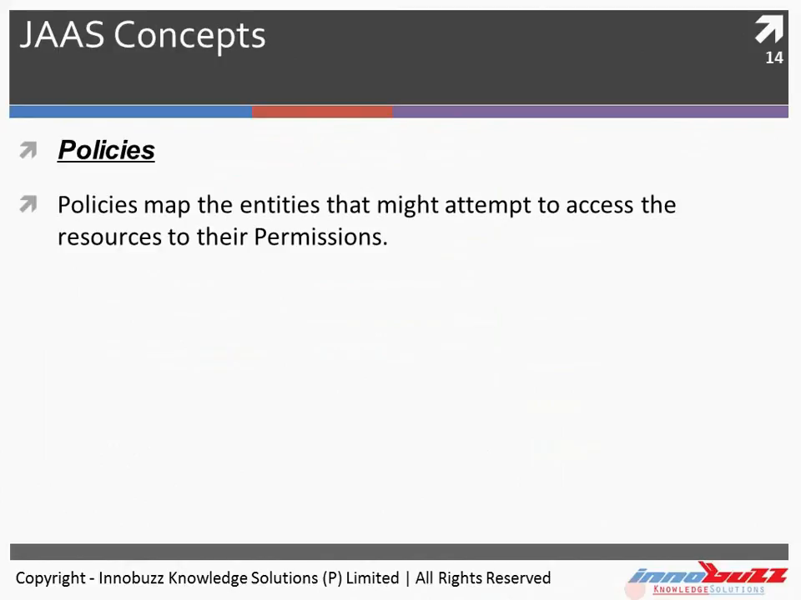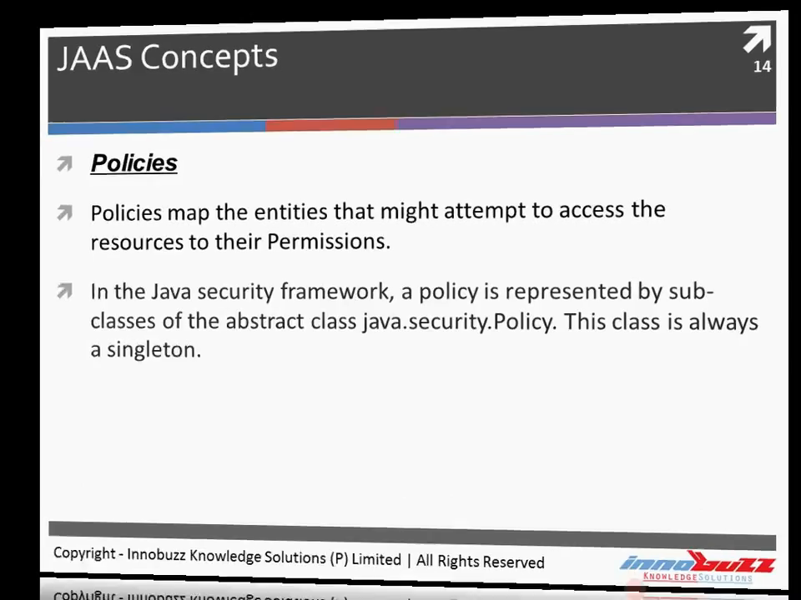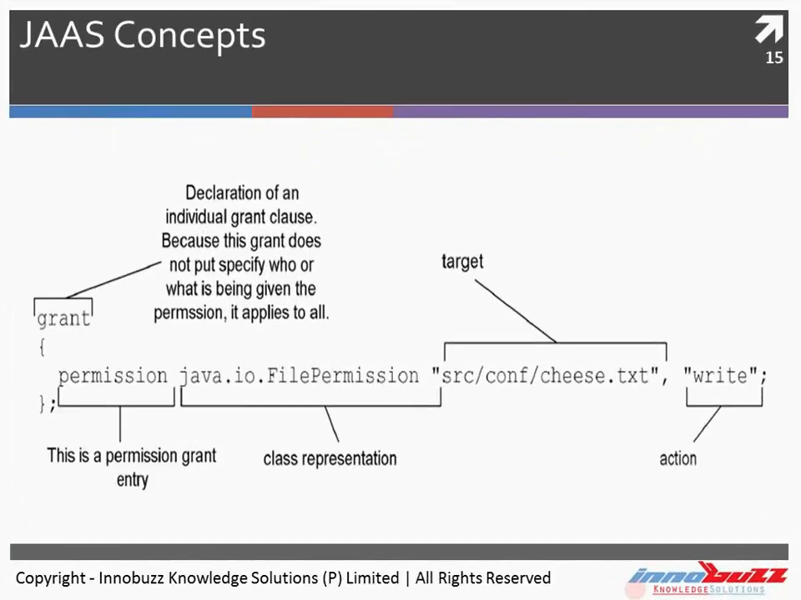Policies. Policies map the entities that might attempt to access the resources to their permissions. In the Java security framework, a policy is represented by subclasses of the abstract class java.security.Policy. This class is always a singleton. It means only one instance will be provided for every Java virtual machine. So this is the permission.